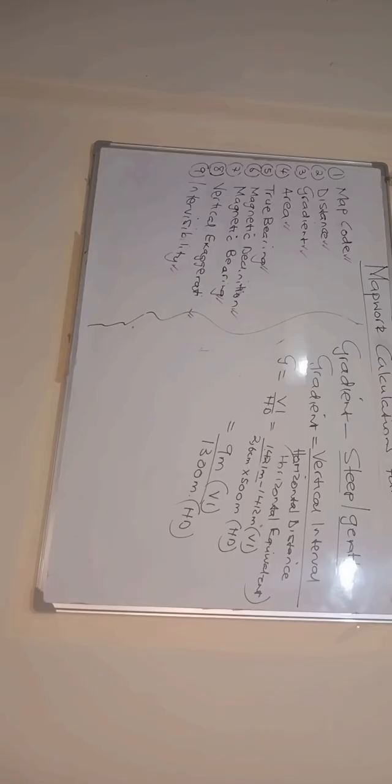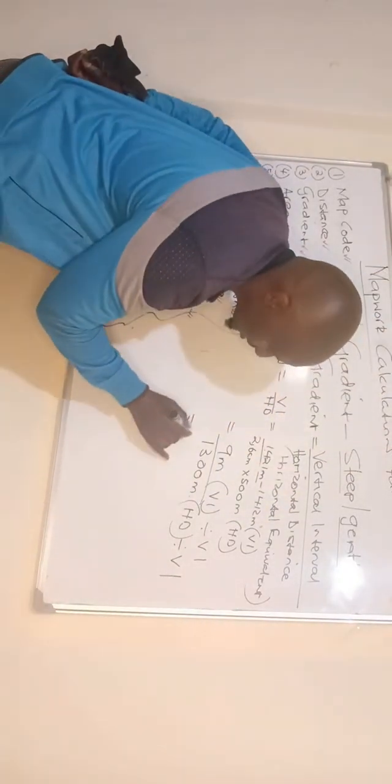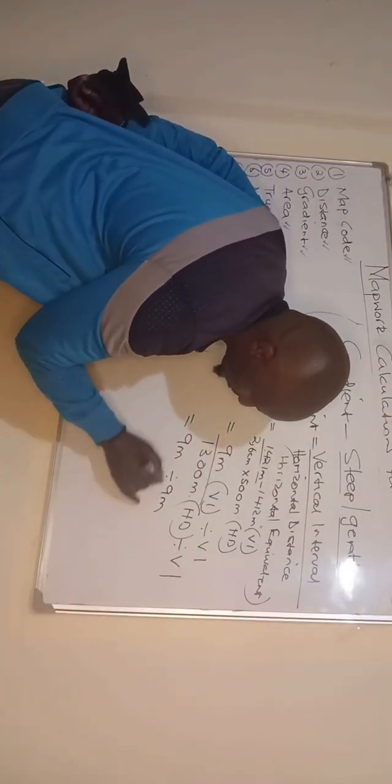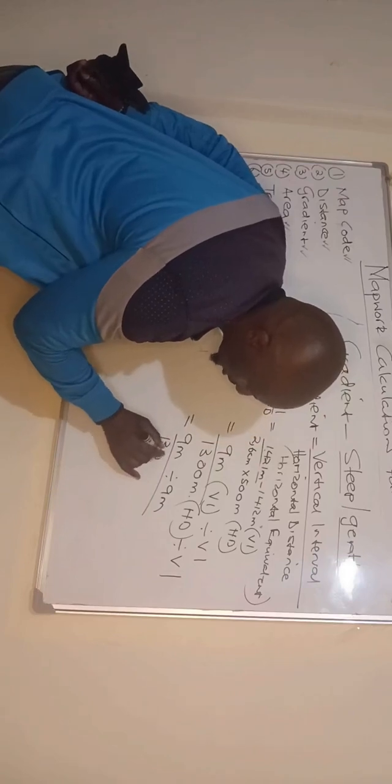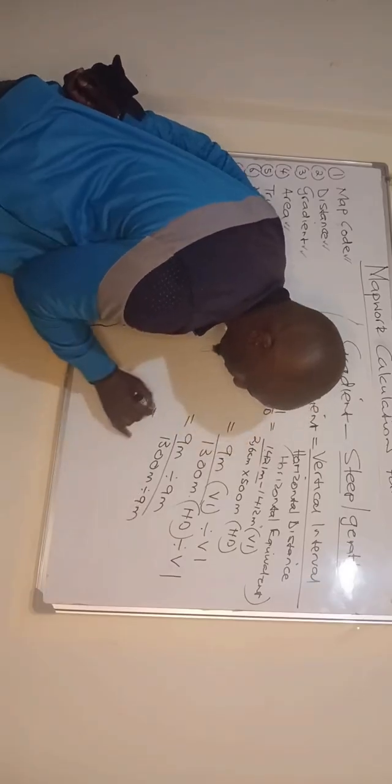All right. So we are going to divide both the VI and the HD by the VI. So we divide by VI, which is 9 meters divided by 9 meters, and 1,300 meters divided by 9 meters.